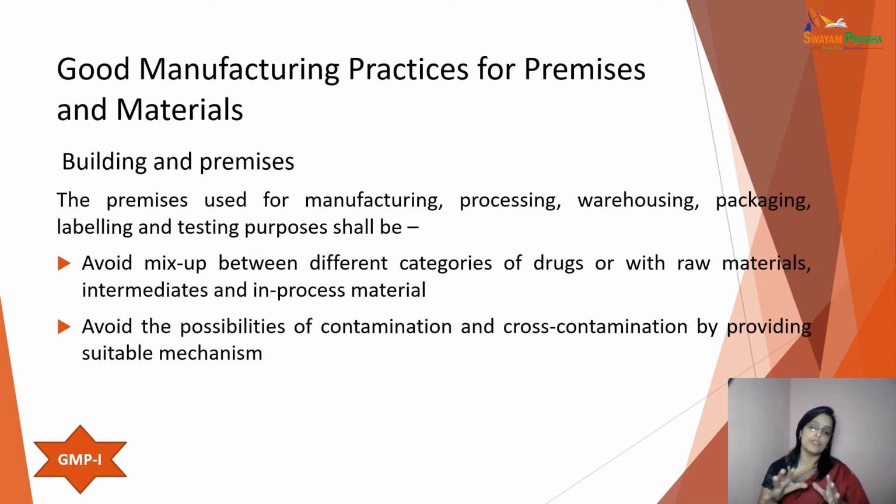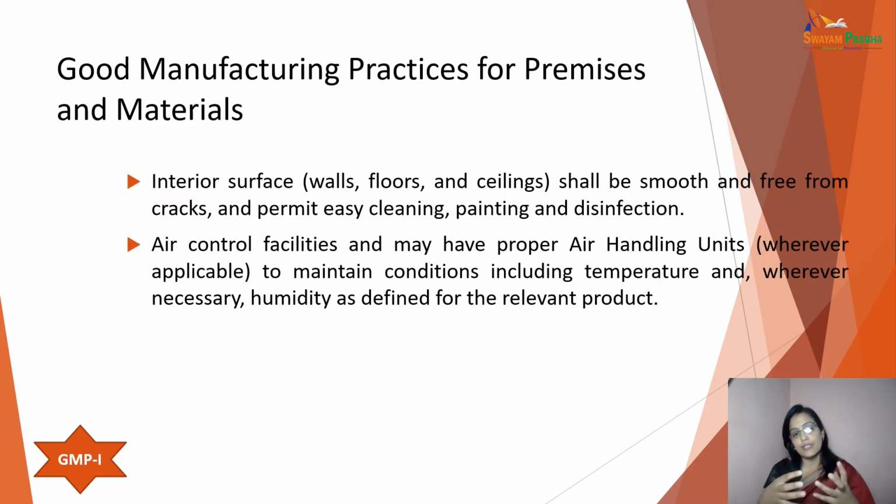Next is building and premises. Now, what are the requirements for building and premises for manufacturing, processing, warehousing, packaging, labeling, and testing purposes? Number one, it should be compatible with the drug operations. It should be adequately provided with working space to allow orderly and logical placement of equipment, material, and movement of persons. The manufacturing area should be designed, constructed, and maintained to prevent the entry of insects, pests, birds, vermin, and rodents.